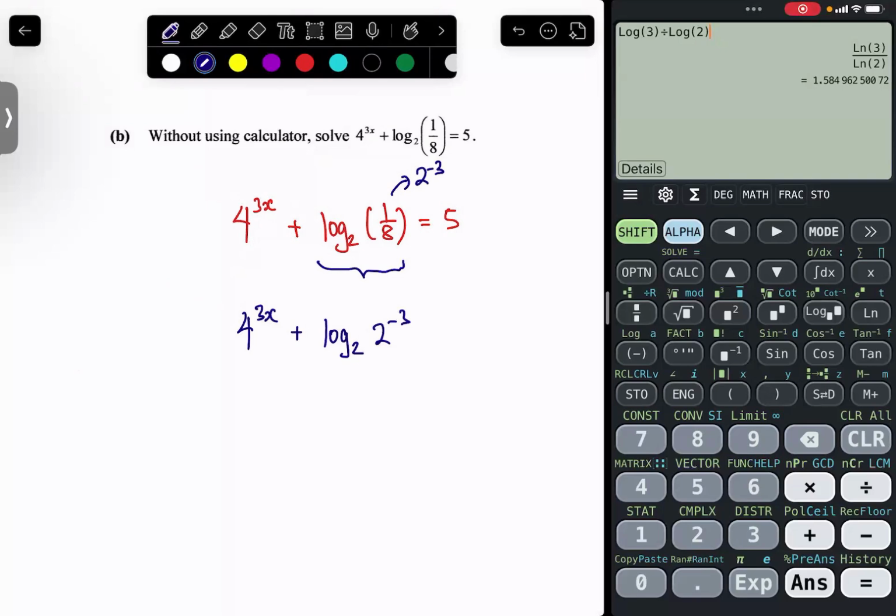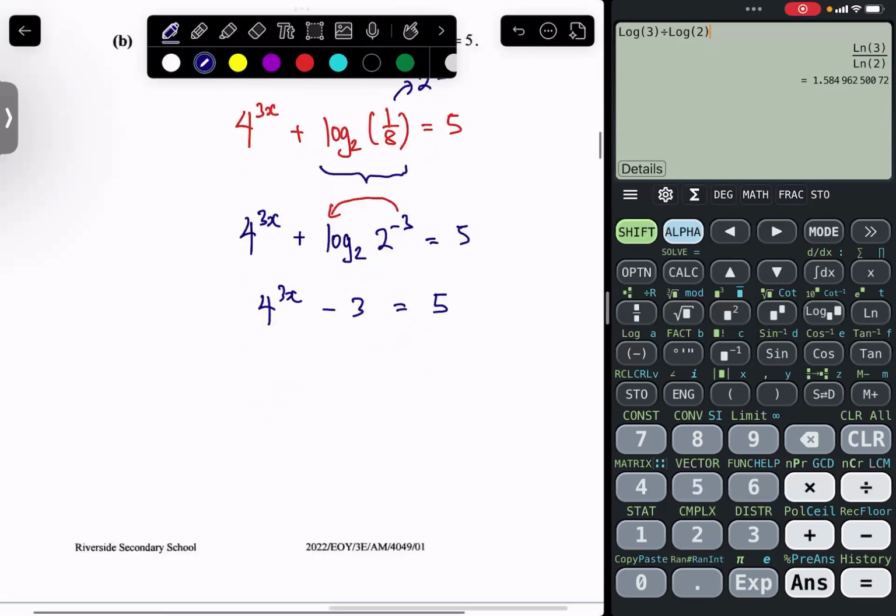Now we know that the power can be brought down, right? So that means it equals 5. So it actually means 4 to the power of 3x minus 3 equals 5. So 4 to the power of 3x equals 8.